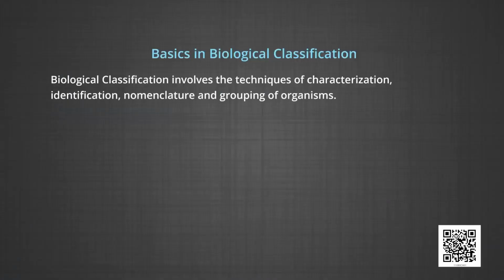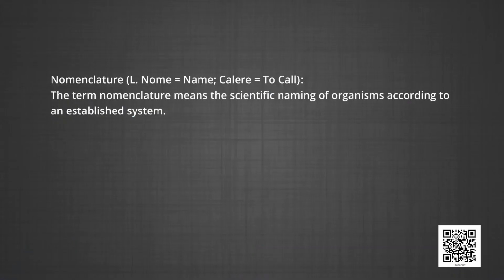Basics in biological classification. Biological classification involves the techniques of categorizing, identification, nomenclature, and grouping of organisms. First and foremost, it is important to categorize and name the organism. Nomenclature. The term nomenclature means the scientific naming of organisms. According to an established system, the naming of plants on a scientific basis is called botanical or plant nomenclature.